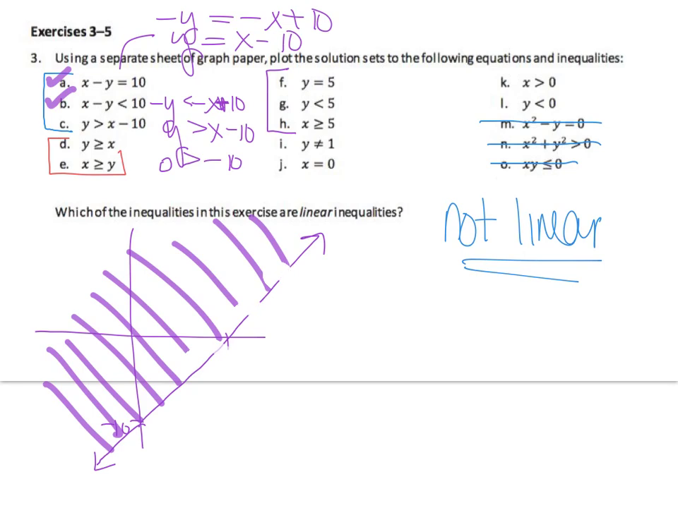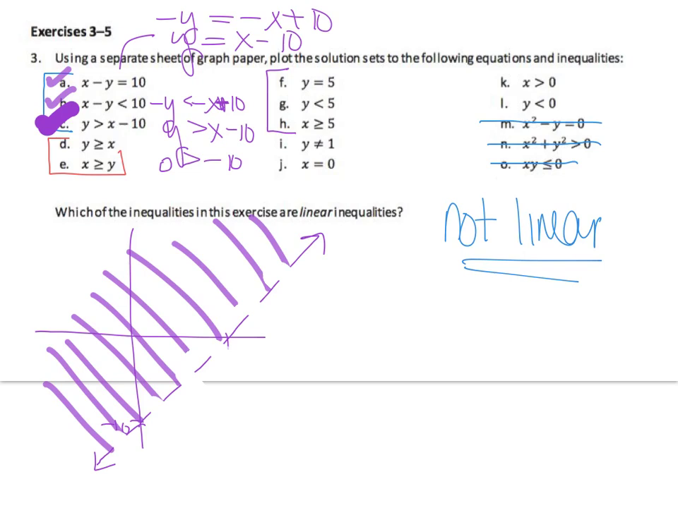There we go. I need a dashed line for part B. I hope you're listening to my words. Dashed line for part B. And then part C, y is greater than x minus 10, which is the same equation. Ooh, sorry about that. All right.